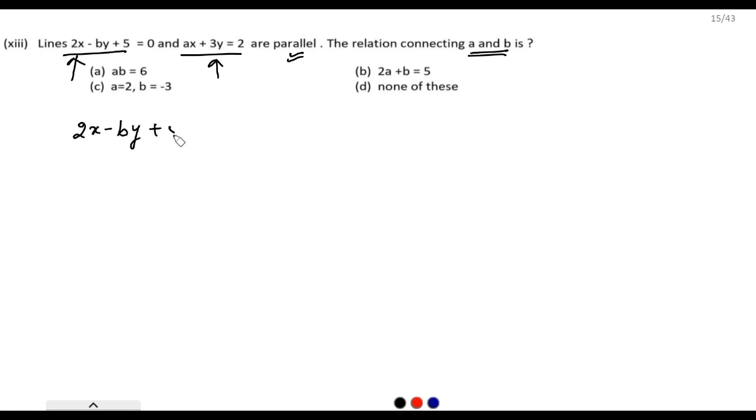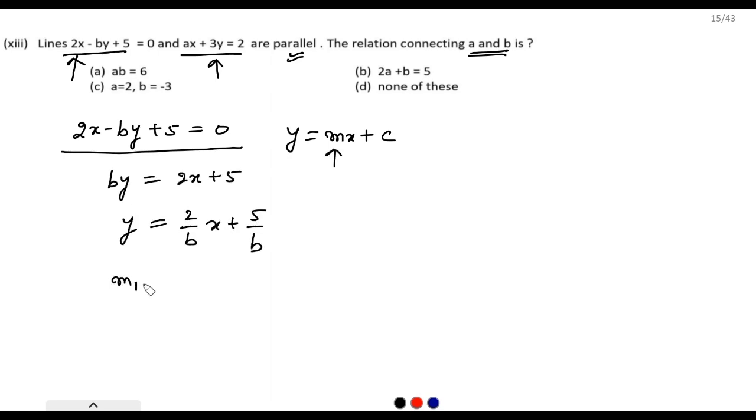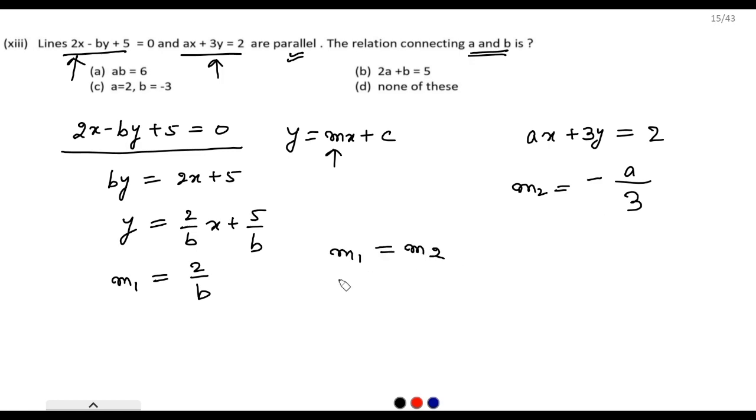अब देखिए, स्लोप फाइंड आउट करने के भी 2 मेथड्स हैं. First method, convert this in the form y is equal to mx plus c. Then on comparing, find the value of m. Slope of first line is 2 upon b, and slope of second line, you can find directly. M2 is equal to minus coefficient of x divided by coefficient of y. Then because both the lines are parallel, it means M1 will be equal to M2.